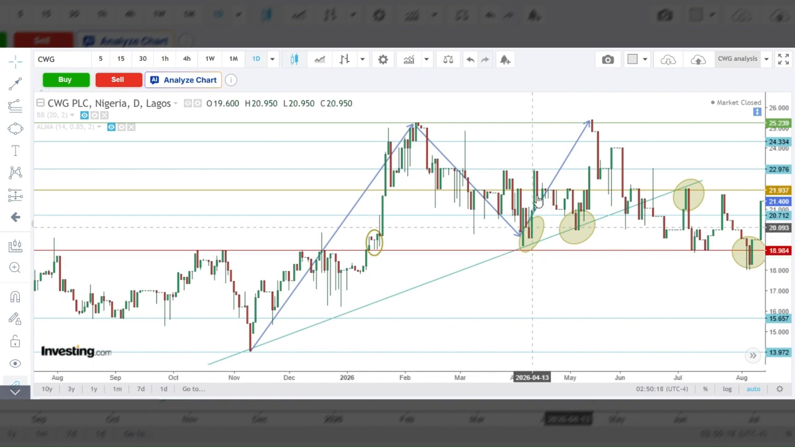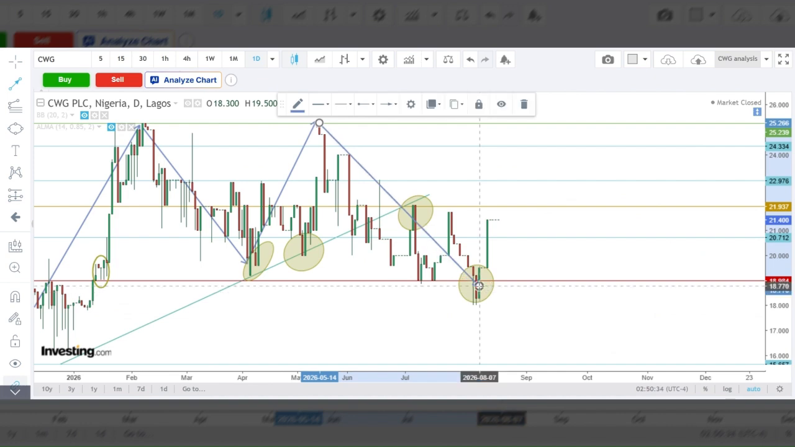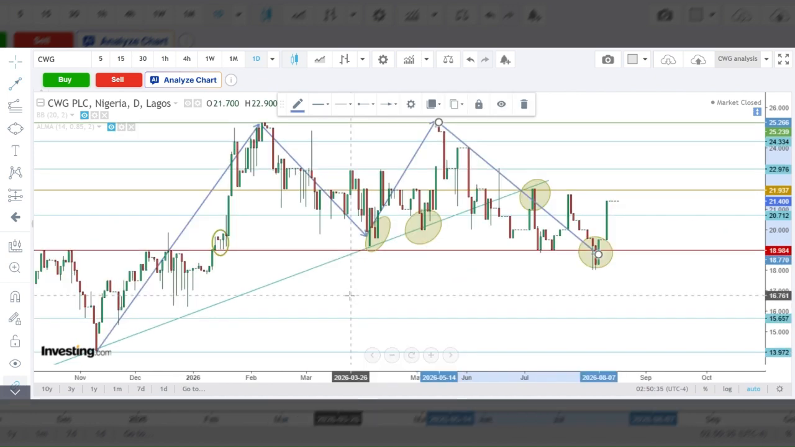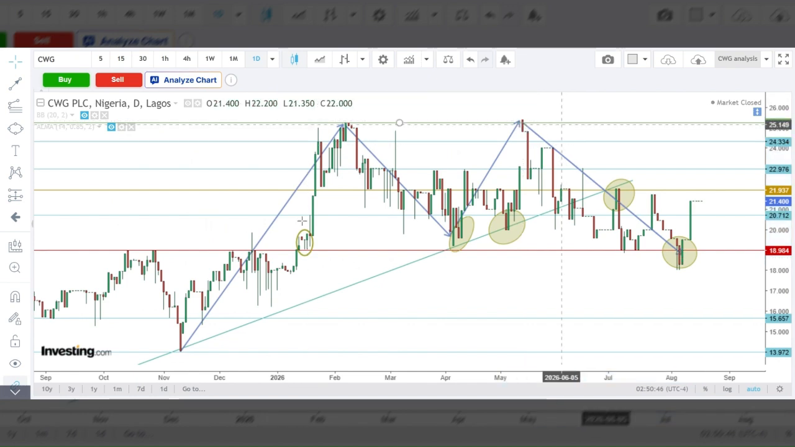And when it went up and continued going up, it even came here to another engulfing bearish. So it went up, and I can see from here again, it went down again to this place. So you can see this is an M shape. This is a double top here. So CWG experienced a double top, which made the correction more complex. So you can see this.